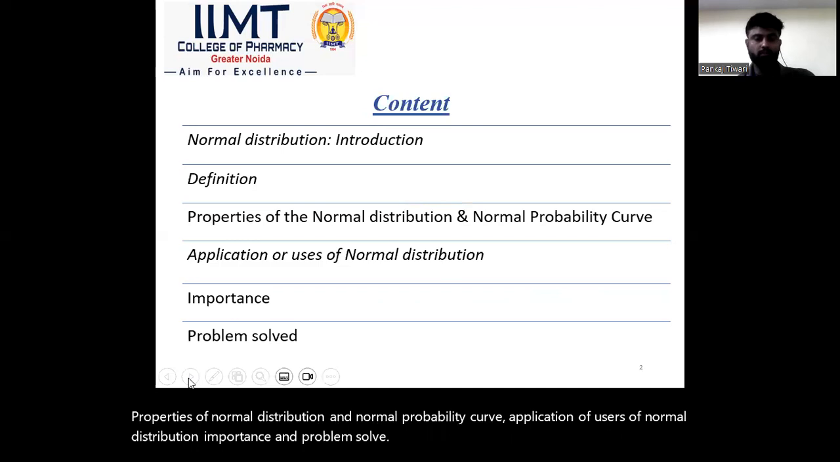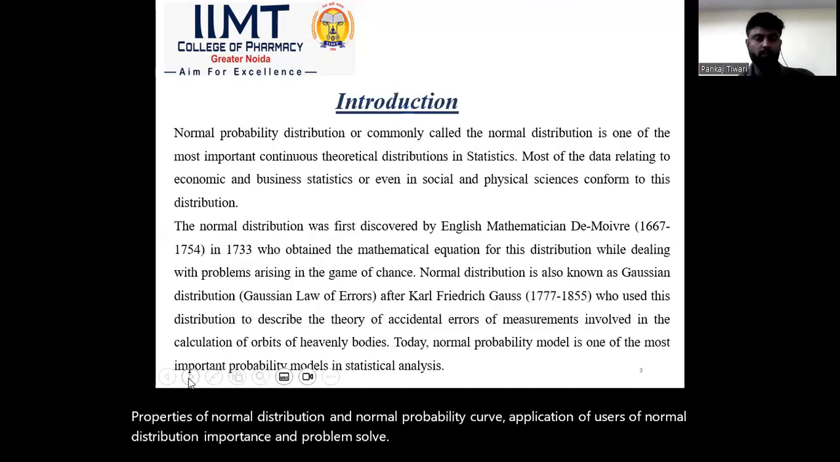Introduction. Normal probability distribution, or commonly called the normal distribution, is one of the most important continuous theoretical distributions in statistics. Most of the data relating to economics and business statistics, or even the social and physical sciences, conform to this distribution. The normal distribution was first discovered by the English mathematician De Moivre in 1733.